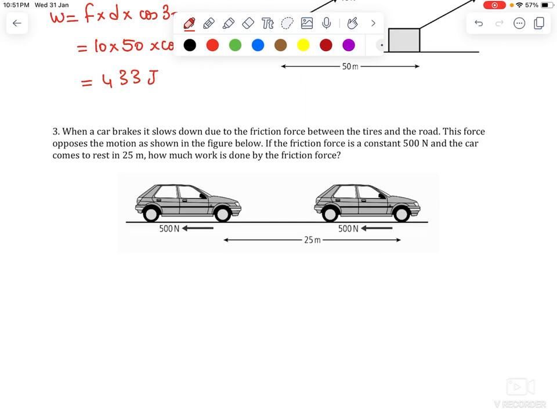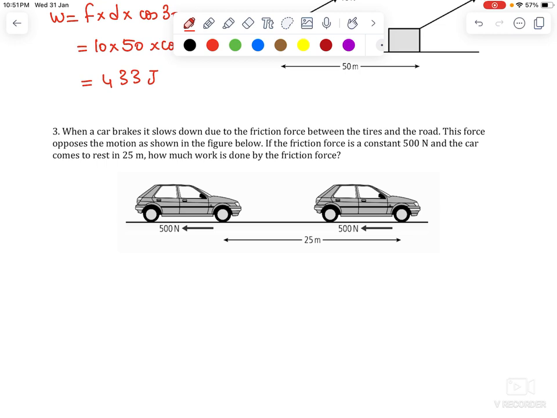Now question 3, when a car brakes, it slows down due to the friction force between the tires and the road. The force opposes the motion as shown in the figure below. If the friction force is a constant 500 Newton and the car comes to rest in 25 meters, how much work is done by the friction force?